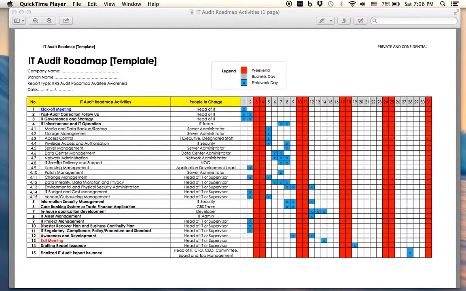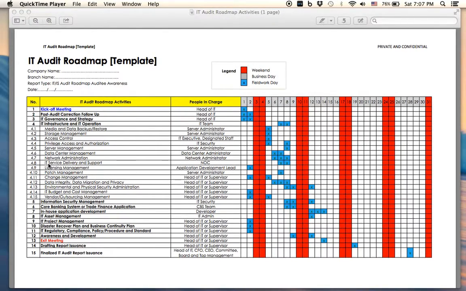So the next is network administration. This is related to network management, network control, network configuration, network security, network testing, monitoring, something like that. So you will engage a network administrator. So the field work you will take 3 man-days from day 6 to 8. Man-day, we focus on the working day.